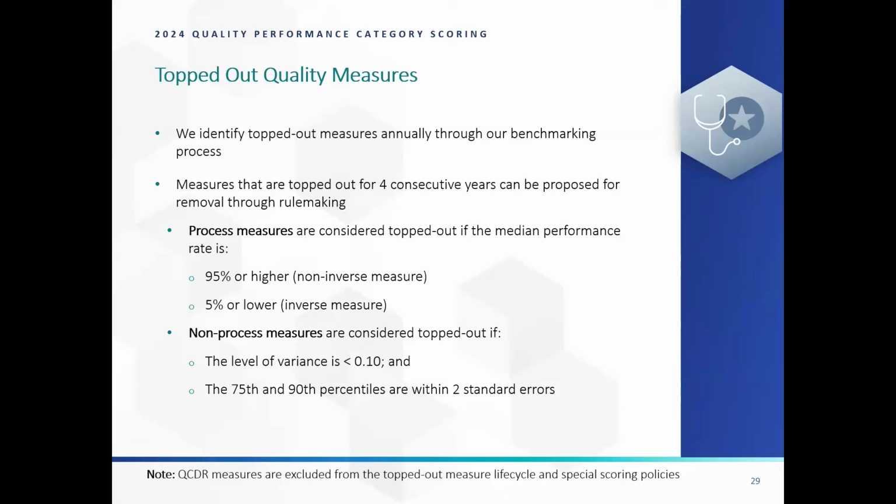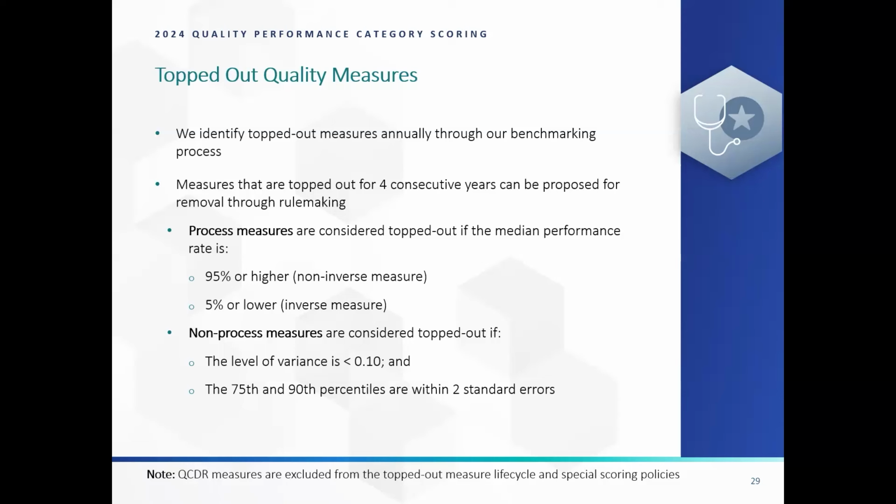for our measures, particularly, for example, if there are measures that are in specialty sets and there are very few measures in the specialty sets, we may not remove a topped-out measure for that reason. So that's why it's not always a guarantee that a topped-out measure for 4 consecutive years will be proposed for removal. So the process measures are considered topped out if the median performance rate is 95% or higher.